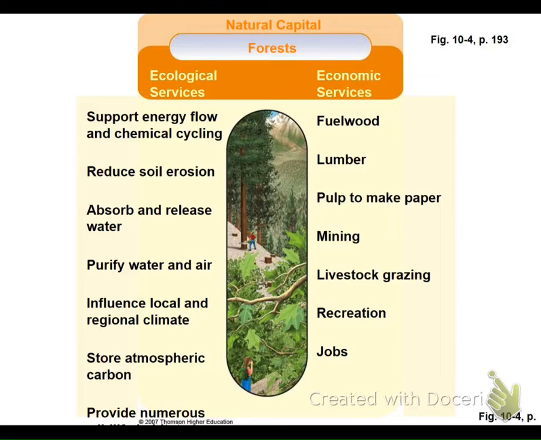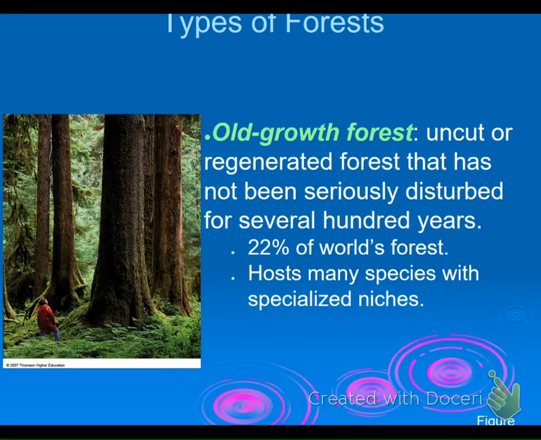But we also go there to play. I really like going to Yosemite, Sequoia, especially when that bear rubbed up against our tent. That was so exciting. So there are different types of forests.